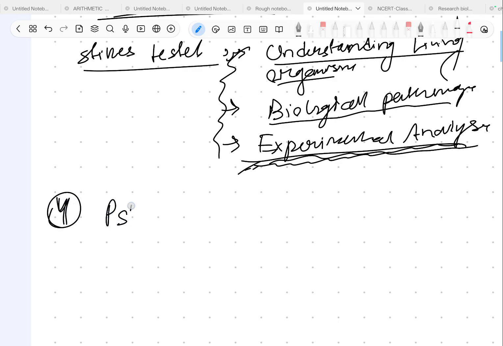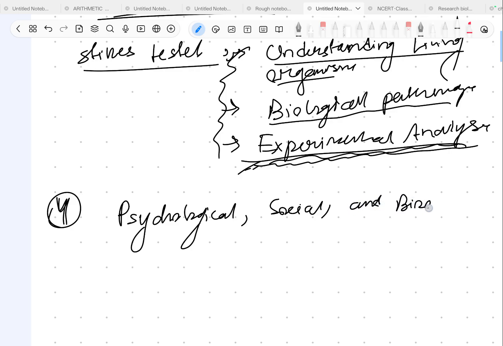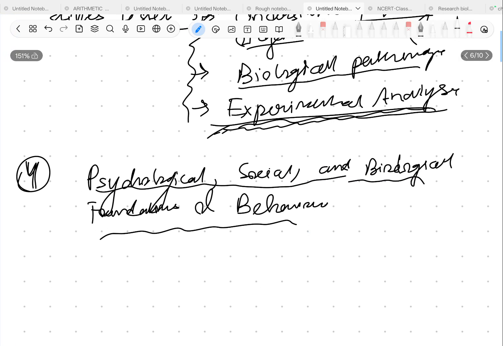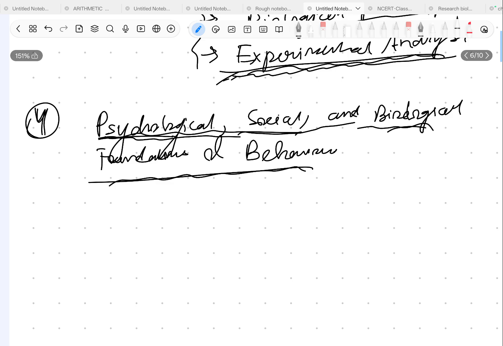Now comes the fourth section. We will study psychological, social and biological foundations of behavior. Sorry, the spelling is wrong. This is a fully non-science topic. What are the non-science topics? Psychological, social and biological foundations of behavior. These are the non-science topics.